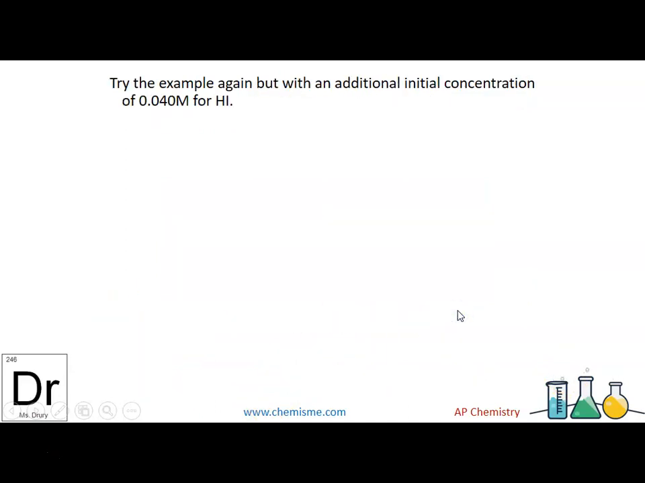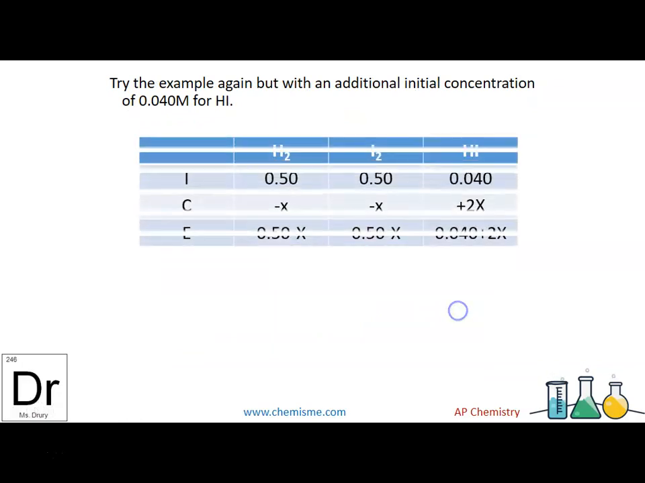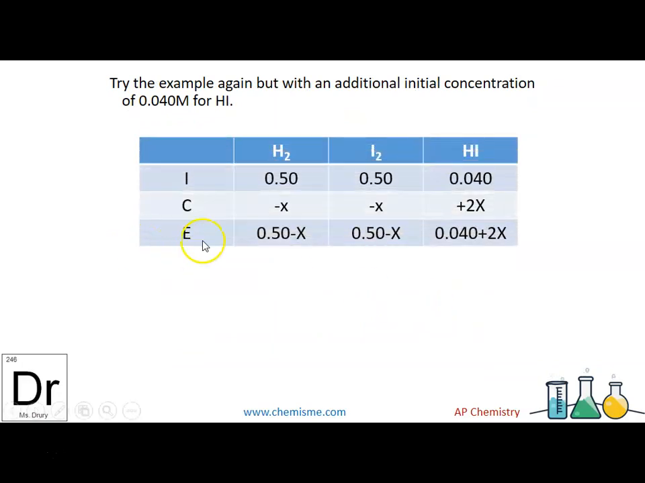Now we're going to try the example one more time, but with an additional initial concentration of 0.04 of HI. So now what we see is there's some H2, there's some I2, and there's some HI already present. We want to know if we're going to make more or less than we did before. I'm going to still say that the shift is to the right, because remember we said that the K value was 54.3, which means there should be more products than reactants, and currently we don't have that. So we know we're going to make more products, and then even it out.